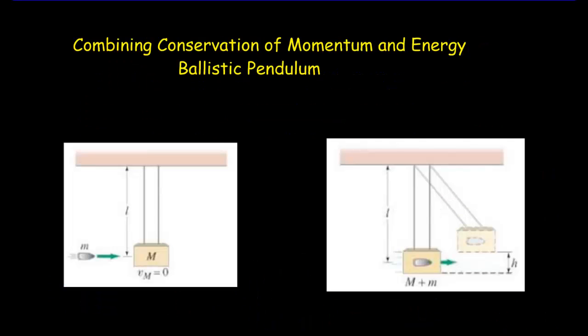The classic example of where we combine momentum conservation and energy conservation would be the ballistic pendulum. Ballistic pendulums are used to measure the speed of bullets. So we've got a little bullet here. It's got a mass little m. And we've got a fairly massive block here. We've got a couple of stiff wires coming down, and there would be hinges at the top and the bottom, so that you get a nice smooth movement when this bullet embeds itself in the block.